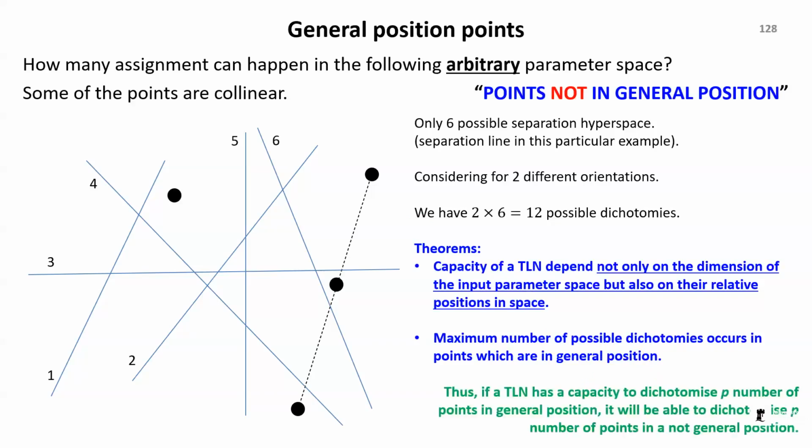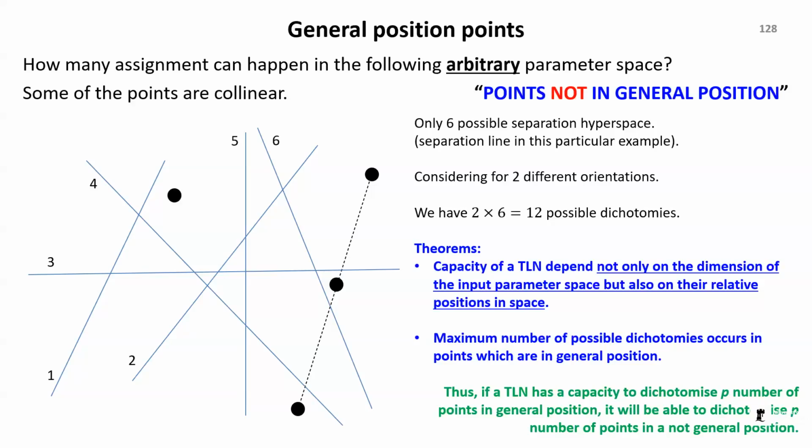But what is general position? So we can say, if a perceptron has a capacity to perform dichotomies of p number of points in general position, it means that it will be able to dichotomize p number of points in general position. It is the maximum limit. So again, I repeat, if a perceptron can discriminate p number of points in general position, the capacity is higher, right? The capacity is 16, for example, from before.